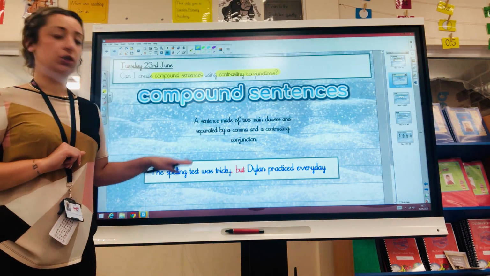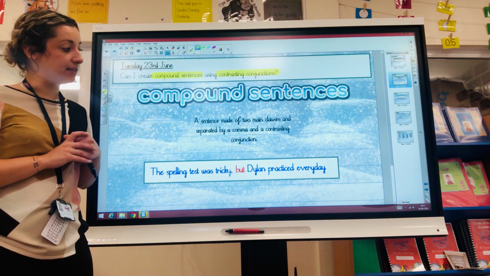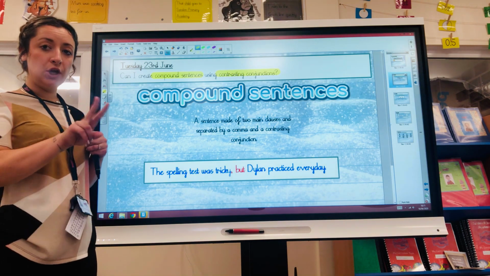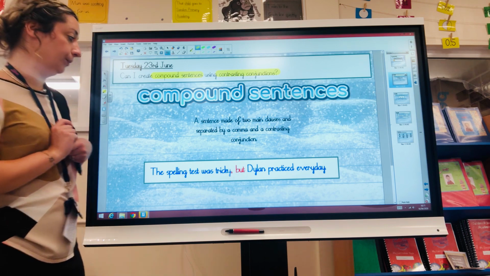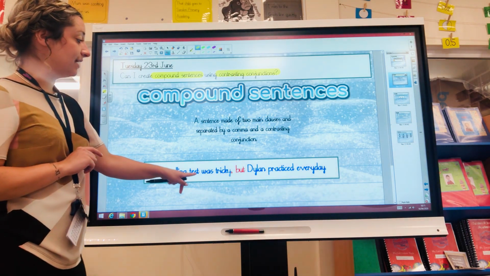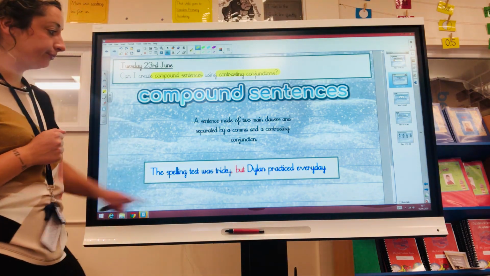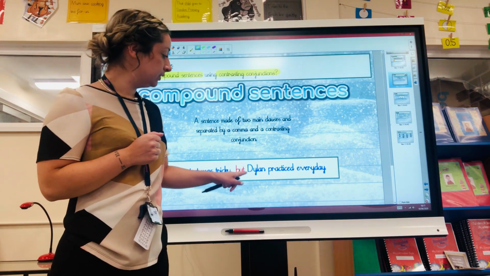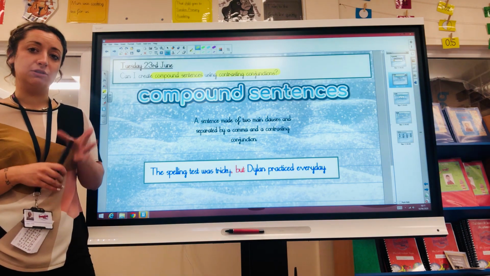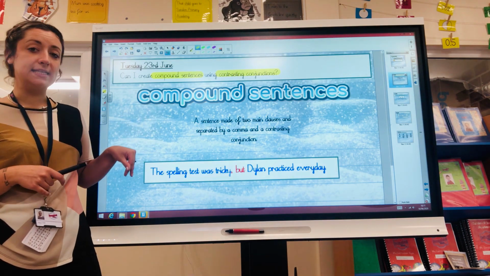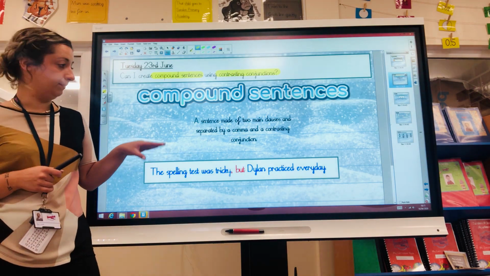Before I read the rest of it, I want us just to have a look at the sentence below. Now in the blue is our compound sentence. I want to know if there are two main clauses that make sense on their own. That's what I'm looking for. The spelling test was tricky. Great, that makes sense on its own. Second main clause, Dylan practiced every day. Fab, that makes sense on its own. So I know a compound sentence needs two main clauses that make sense on their own.